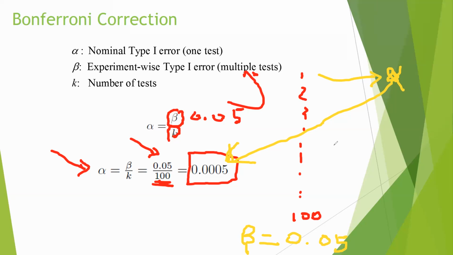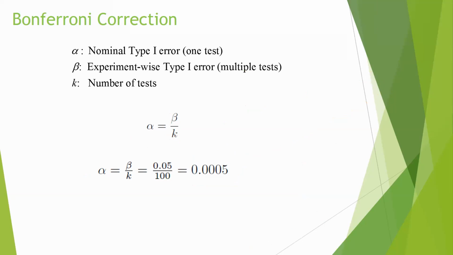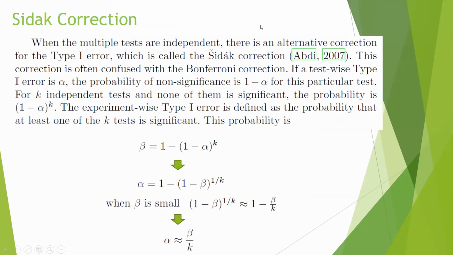Yeah, this is the first one, but people don't like this because this correction is very stringent, too stringent. Sometimes if you use this correction, you'll get nothing when you scan the genome. So that's why people proposed another alternative, a better one called the Sidak correction.